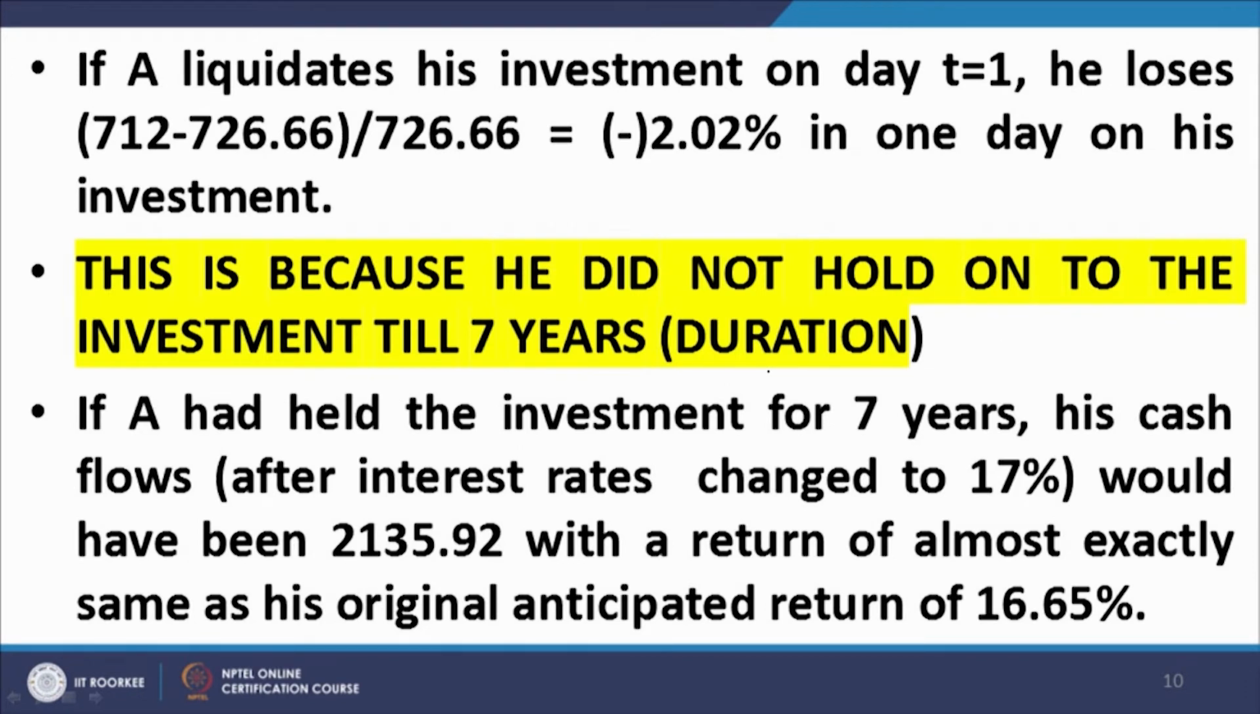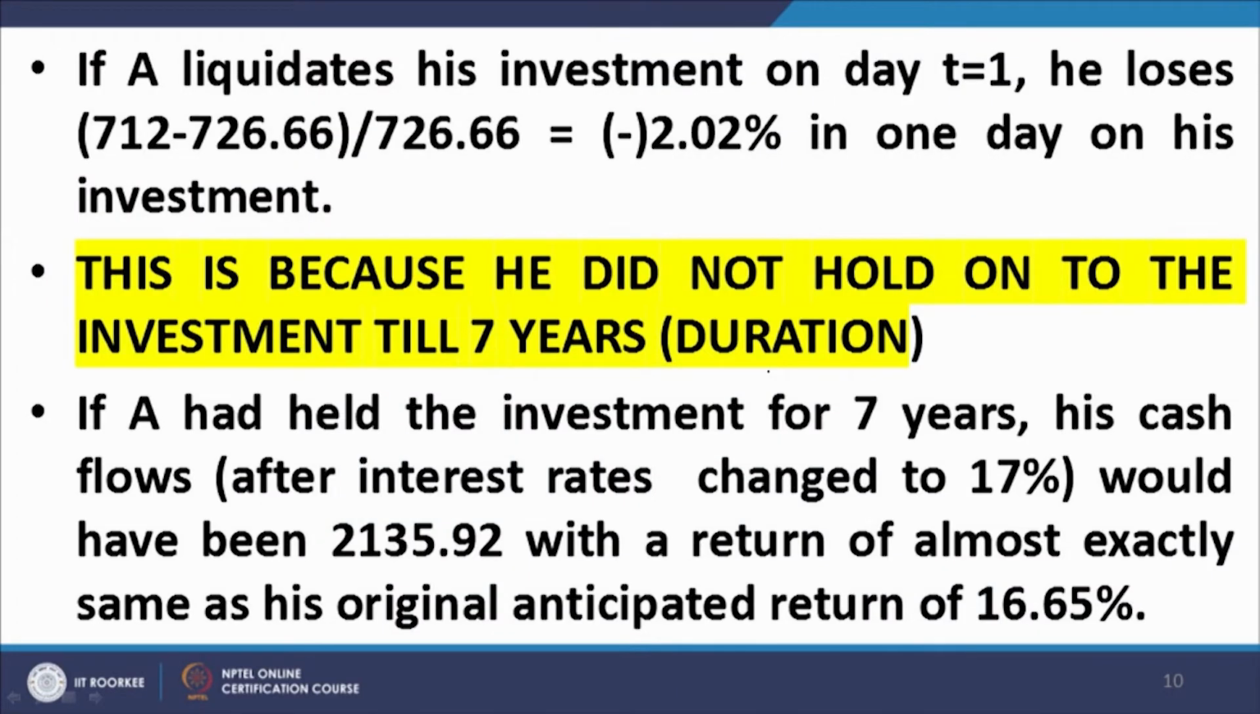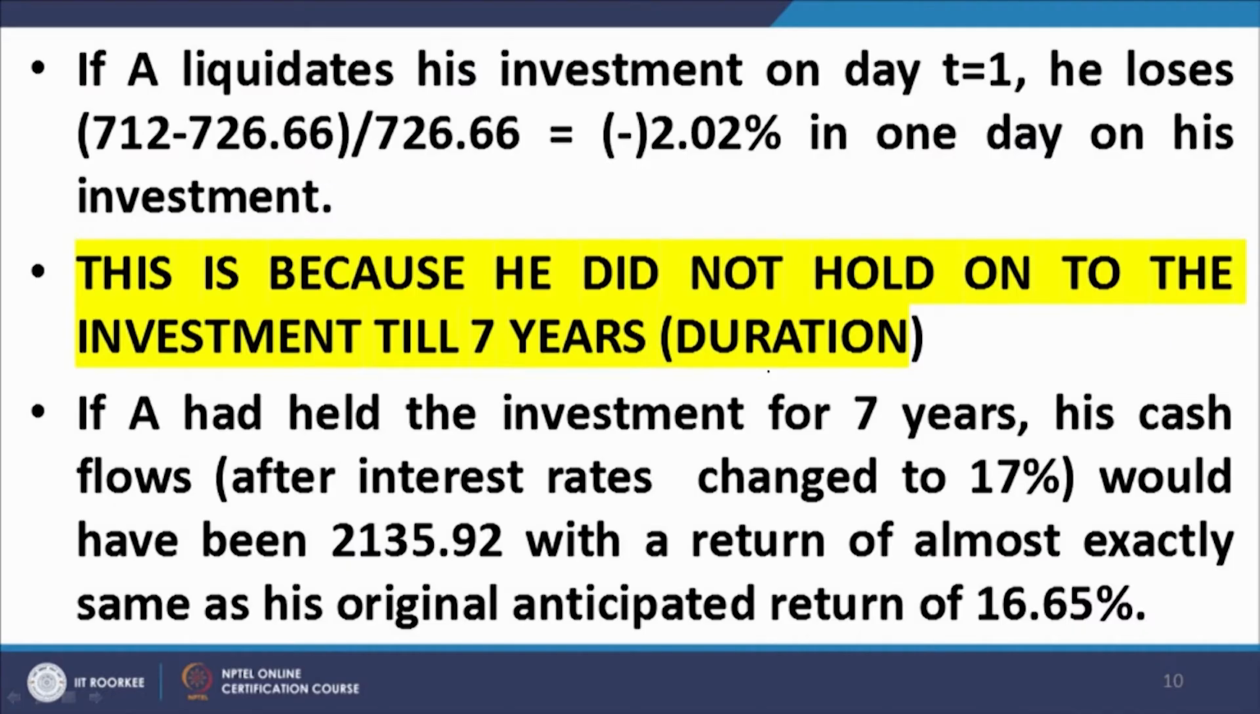However, if A liquidates his investment on day t equal to 1, what happens to his situation? He loses out significantly. The investment that he had made at 726.66 is now being liquidated at 712, because B will pay only 712 for buying the bond at a YTM equal to the current market interest rate of 17%. So, the loss of A that occurs because of his 1 day holding and because of the change in interest rate from 16.65% to 17% is 2.02%. In 1 day he has lost 2.02% of the value of his investment due to this change in interest rate.